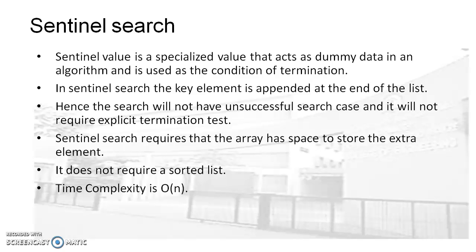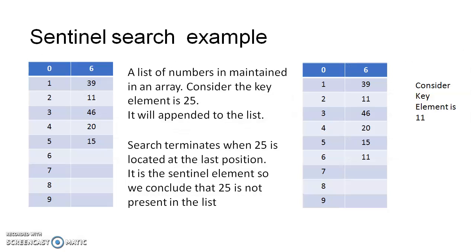Sentinel search requires that the array has some space to store the extra element, which is called the sentinel element. This algorithm also does not require a sorted list. It can be applied on any kind of list. And the time complexity of this sentinel search algorithm is big O of n. So sentinel search is a slight variation of linear search in which the sentinel value is appended at the end of the list.